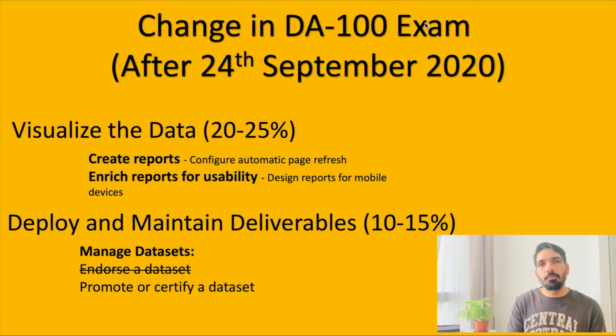The second change is in deploy and maintain deliverables. Earlier, in managed datasets, there was a portion where we had to endorse a dataset, but they are scrapping it. Instead of that, now there will be promote or certify datasets. So after the 24th, these are the two major changes in DA-100.